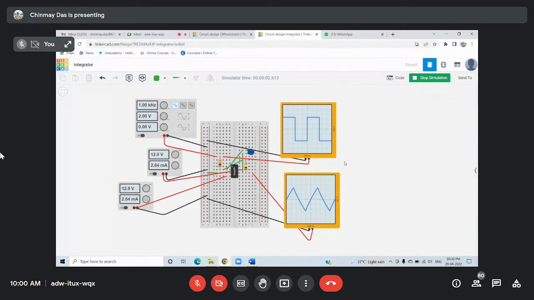Yes or no? Sir, value of second resistor. Yes, sir. This is 100 kilo ohm. And this is 10 kilo ohm, and capacitance is 0.01 microfarad. In the differentiator, it was 0.1 microfarad only. Okay.